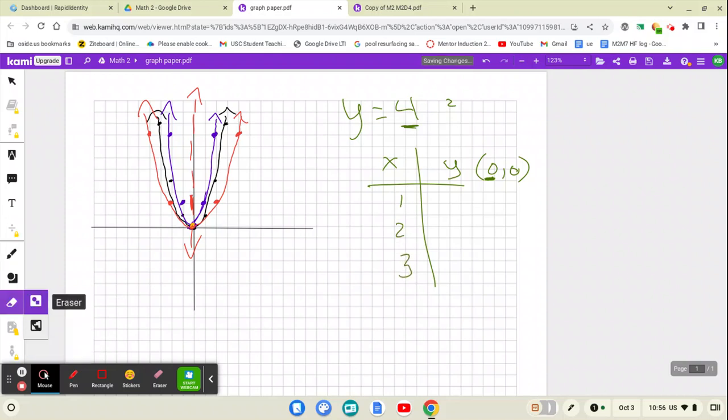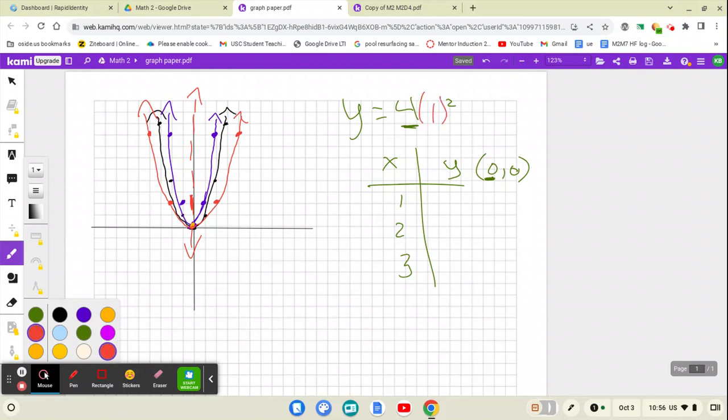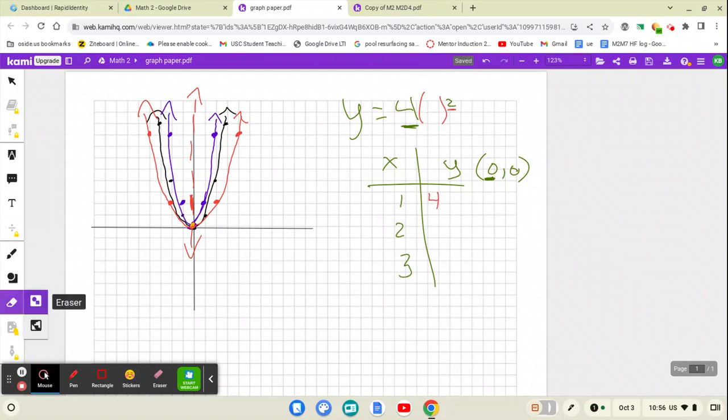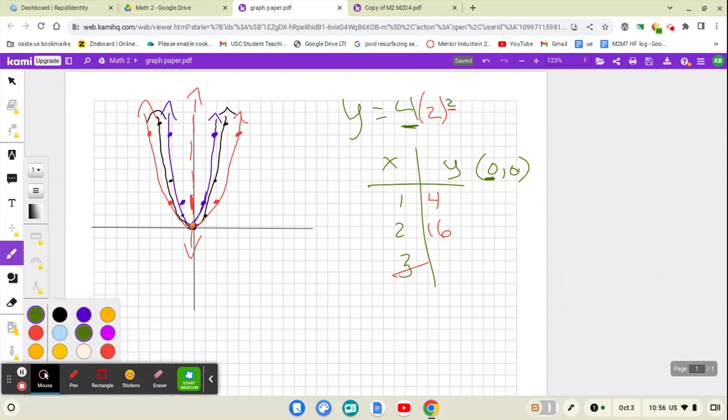So I'm going to plug in my x value of 1. Using PEMDAS, I'll square that first. 1 squared is 1, times 4 is 4. Then I'll use my x value of 2. 2 squared is 4, times 4 is 16. That's already off the charts. 3 is going to be way too big. So let's just see what that gets us if we plot those points.